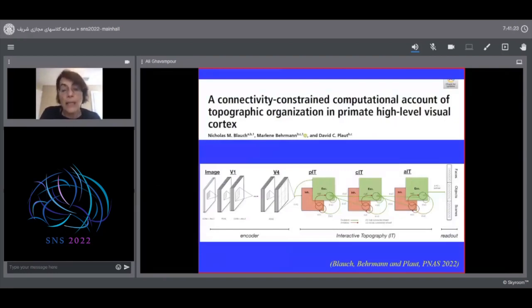In some recent computational work, we've explored these three principles in this connectivity constrained computational account of topographic organization. And the organization is really for faces, objects, scenes, and words. The paper was published in PNAS just a couple of weeks ago if you want to consult it.